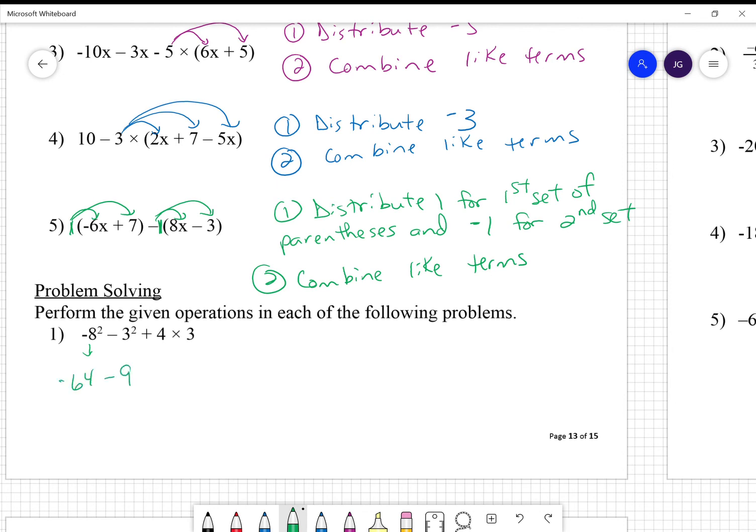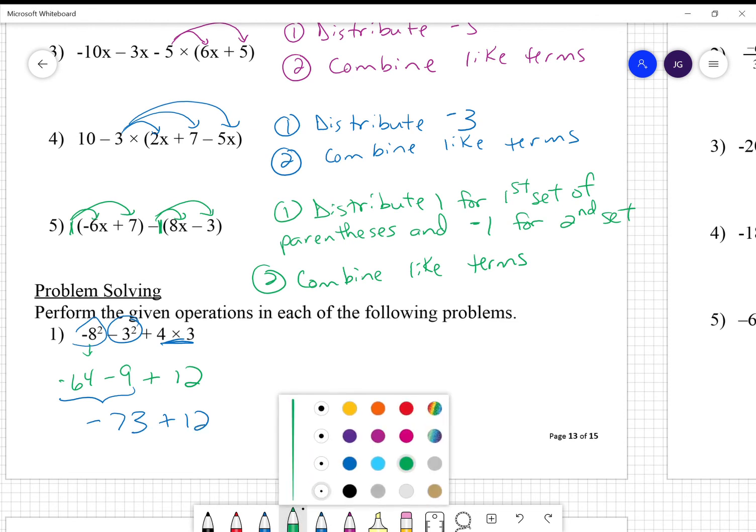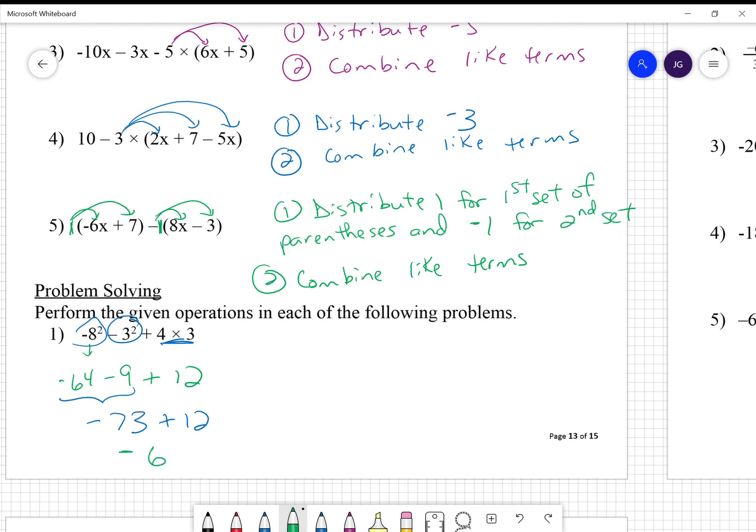-64 minus 9 plus 12. Notice I'm going a little bit faster here and I combined a couple of steps. I did powers with multiplication. You can do that because the terms that had powers and the multiplication were completely separate from each other. Now I combine left to right, I get -73 plus 12, -61.